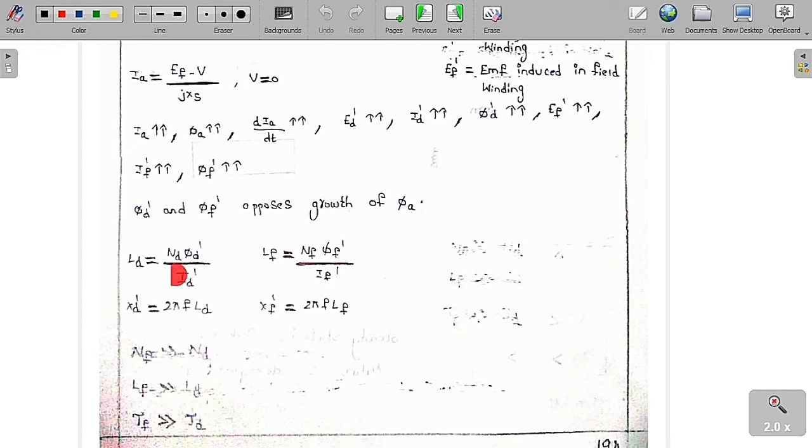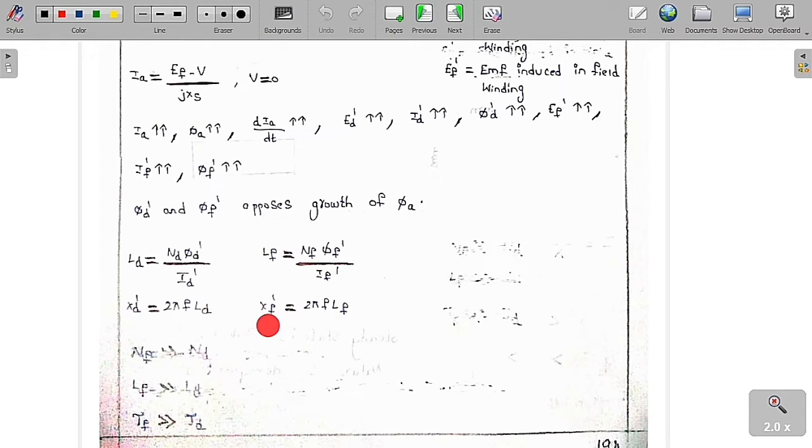So these are the expressions of the damper winding inductance and the field winding inductance. You know the inductance values, but you have to know the reactance values. Reactance is equal to 2 pi FL. Therefore, X_D dash is equal to 2 pi F into L_D. It is the reactance of the damper winding. So if you want the reactance of the damper winding, you have to use the inductance of the damper winding.